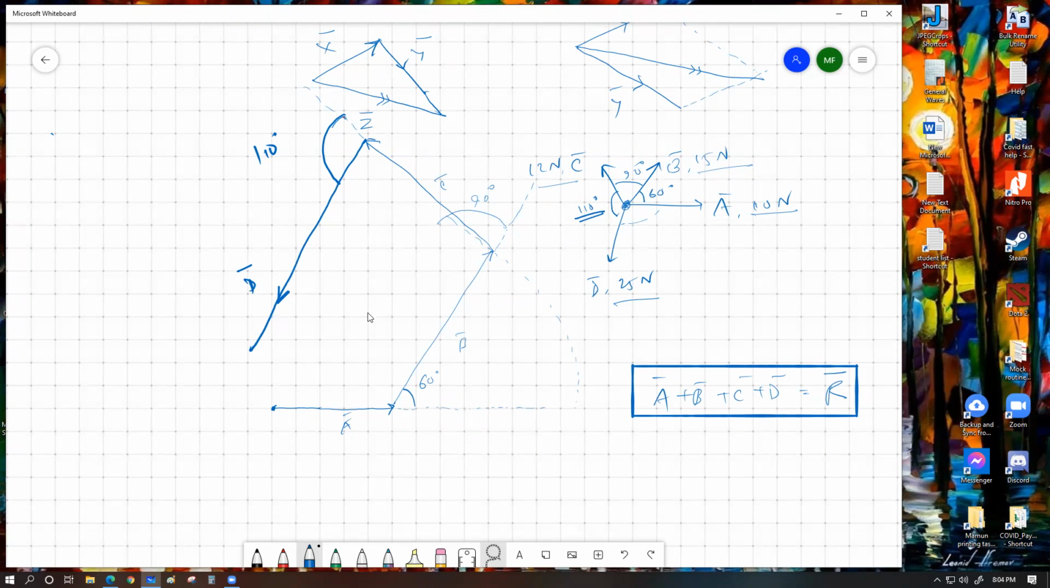So for the polygon rule, the idea is very simple. You have to place all the component vectors one after another with appropriate scale and direction. And then the completing side of the polygon gives you the resultant. So in this case, let's say D is extended up to this much, in that case, the resultant would be given from the end point of D towards, this would be our resultant.